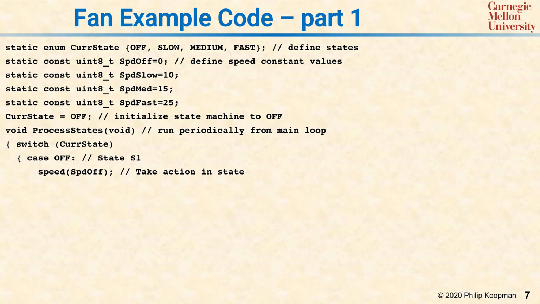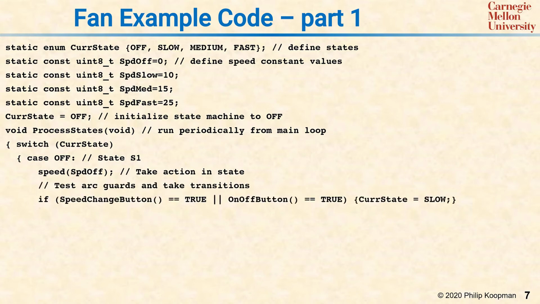The first line does the side effect. It says, set the speed to speed off. Then the code looks at the arc guards and decides which guards are true. If speed button is true or on-off button is true, then the current state is slow. That line of code tests the guard conditions on the output arc from off and sets cur state to a new state. The net result is, if that arc is true, then the state will change for the next time the code runs. The break is the end of handling this particular state, and you're done until the next time the process states function is called.